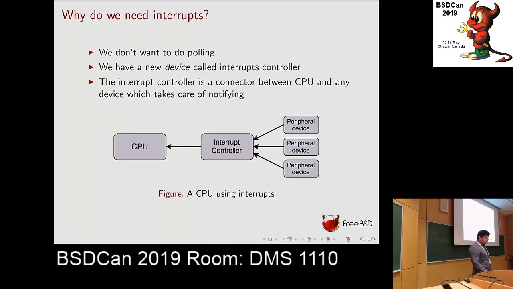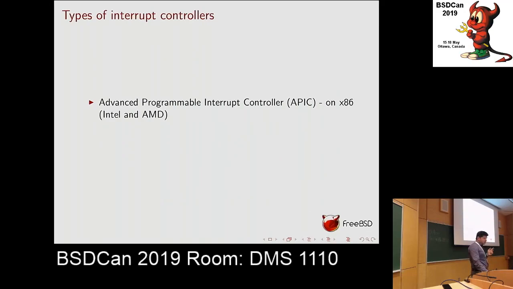Because we don't want to do polling, we'll use a new device called an interrupt controller. Basically, it acts as a bridge between the peripheral devices and the CPU. Whenever a device wants to send data to the CPU, it will basically hit the interrupt controller, and the interrupt controller will notify the CPU. There are two generic interrupt controllers, let's say. We have the APIC, the Advanced Programmable Interrupt Controller, on x86, Intel and AMD. And on ARM, we have the Generic Interrupt Controller, also known as GIC.